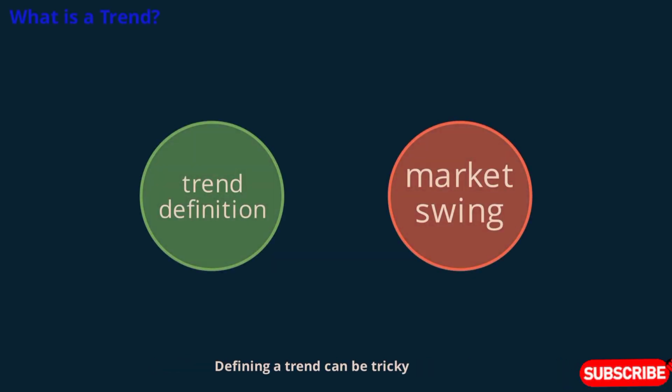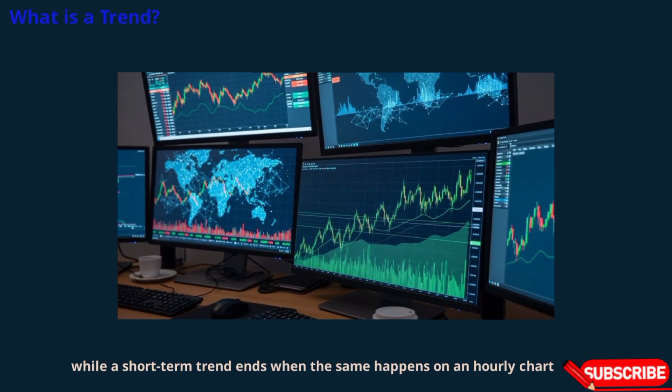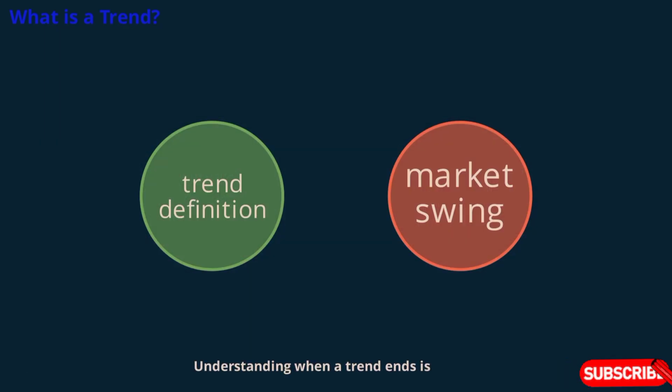Finding a trend can be tricky, as it depends on your time frame and risk tolerance. Generally, a long-term trend ends when price breaks beyond a key channel boundary, while a short-term trend ends when the same happens on an hourly chart. In this context, the terms trend and swing are often used interchangeably. Understanding when a trend ends is crucial for applying squaring methods effectively.